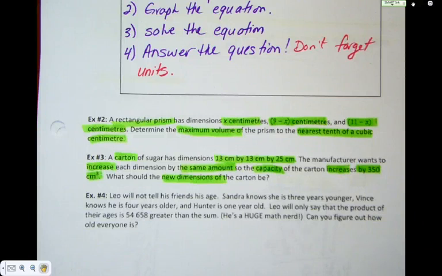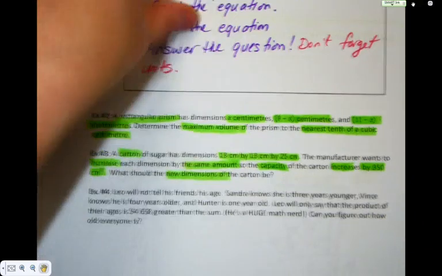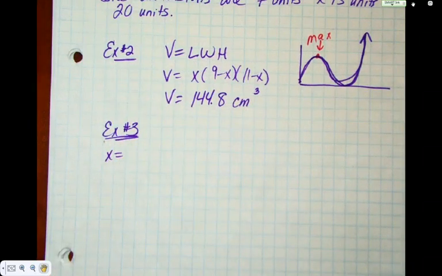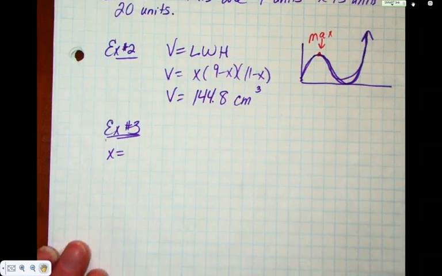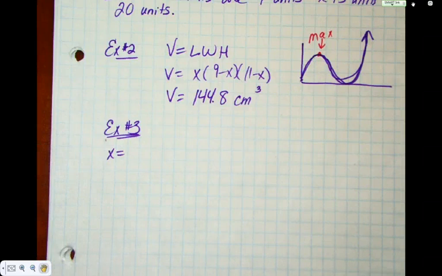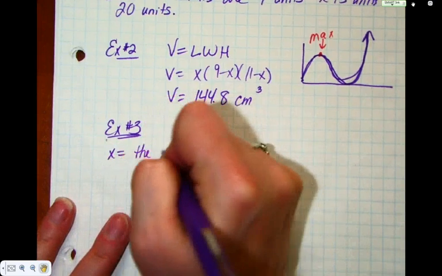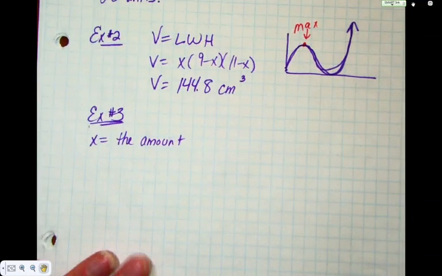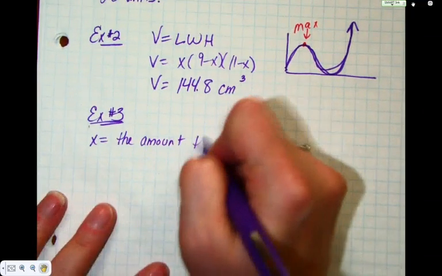In number 2 they told us a dimension was x. Here they haven't mentioned x. So if they don't mention x, the first thing we have to do is figure out what x is going to be. What are we trying to find? I don't think we're trying to find volume. We'll need it to answer this, but it's not what the question specifically asked for. New dimensions, and how are we going to find the new dimensions from the old dimensions, or what are we doing to each dimension? Adding some kind of amount. What do we call it when we don't know something? So this is the amount that we're adding.